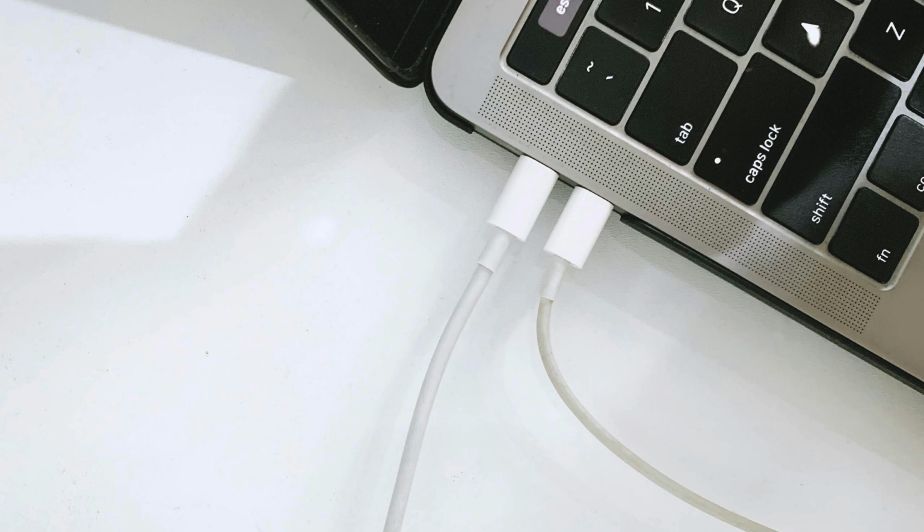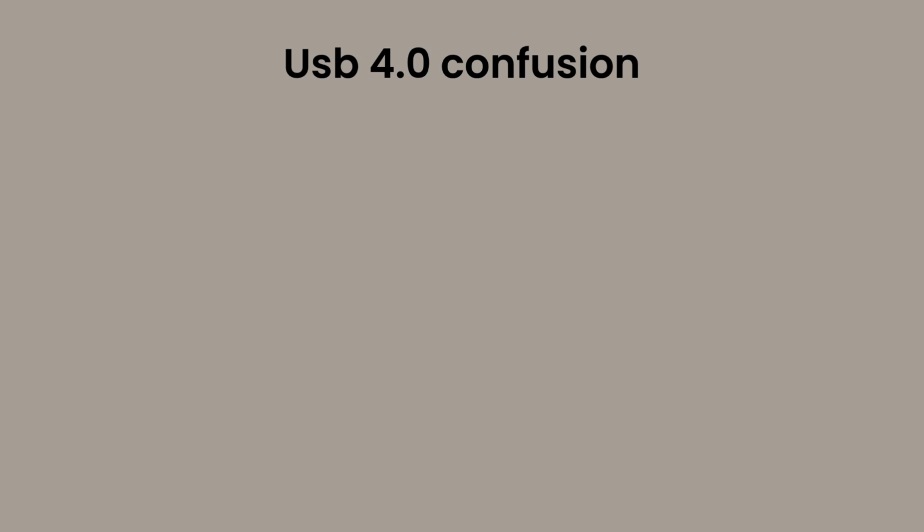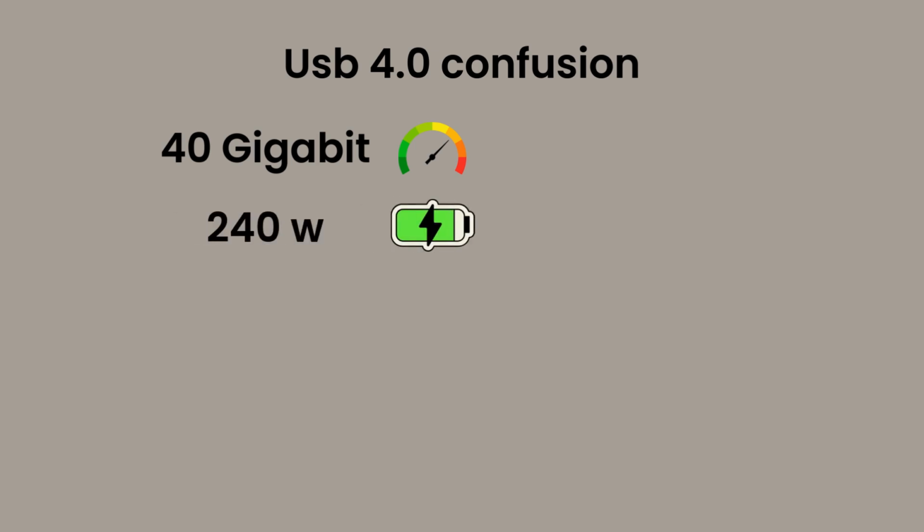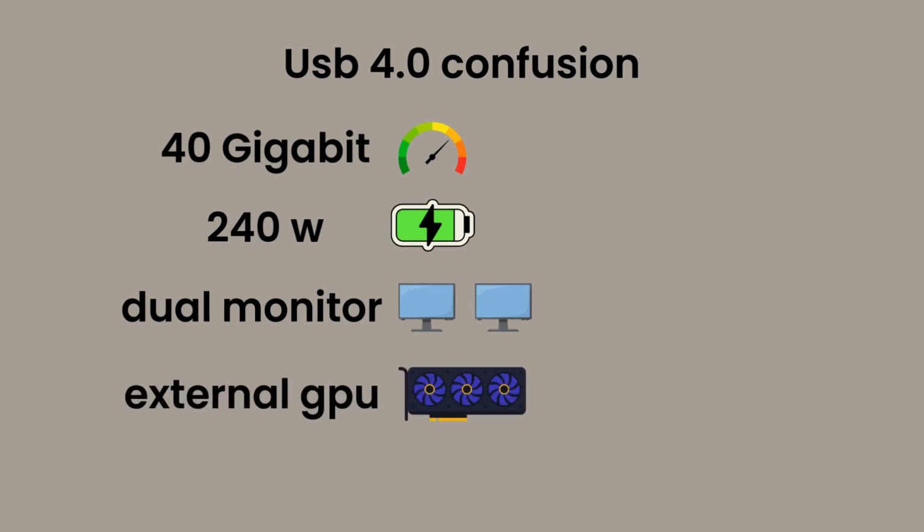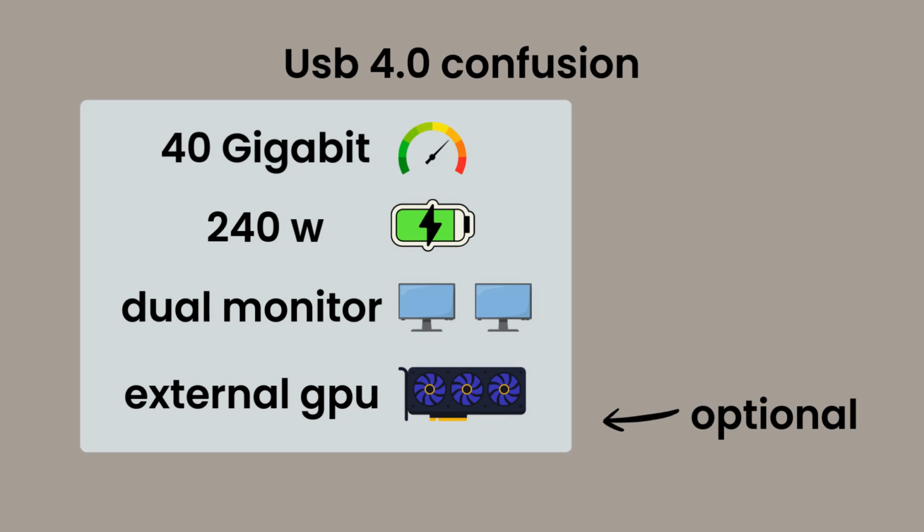USB 4.0 was supposed to clear out confusion, but it still created much more confusion. In theory, it has 40 gigabit transfer speeds, fast charging like 240 watts, support for two 4K monitor displays, external GPU, cable docking, etc. But that was not the case with USB 4.0. Most of the features I explained above are optional. That means that it's up to manufacturers whether they want to implement certain features or not.